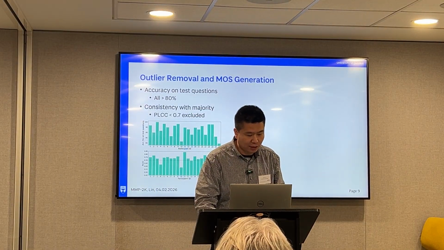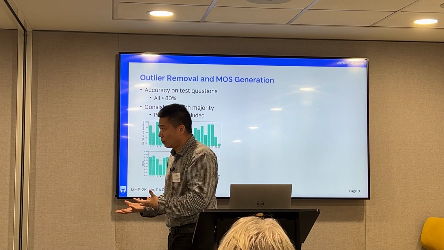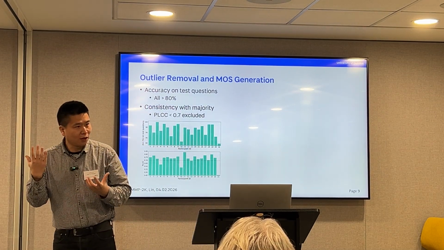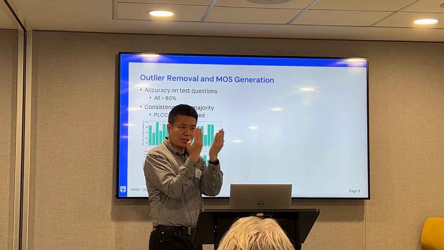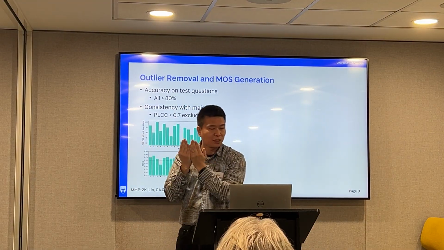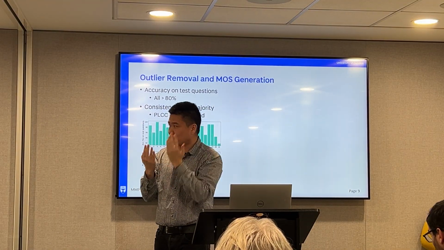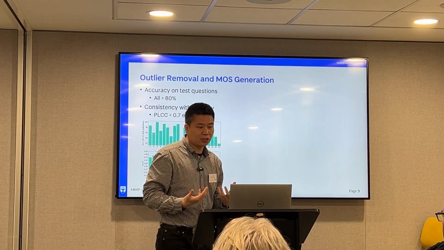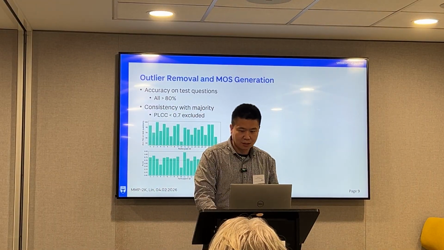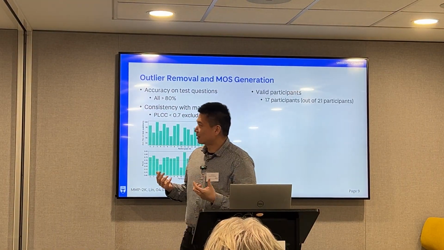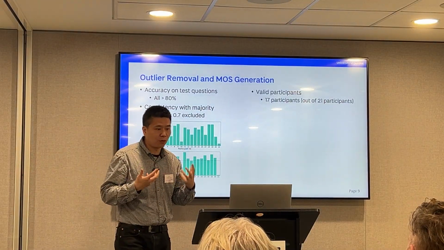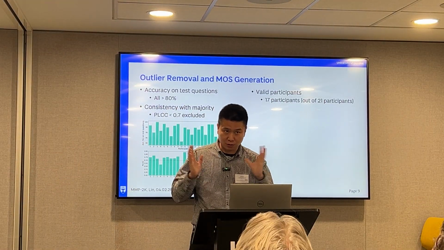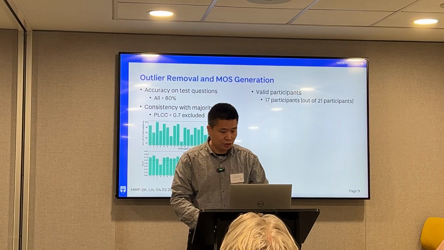And we also think about the consistency with the majority. So we have the MOS, and we have the rating for each participant. We compare the correlation, PLCC, between the majority and each participant. If the correlation is very low, we also exclude. So eventually, we get 17 participants out of 21 just for MOS. Okay, this is just for MOS. It's not about the distortion annotation.